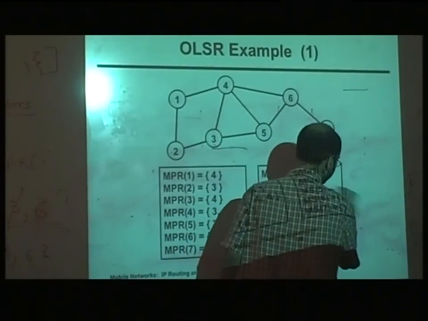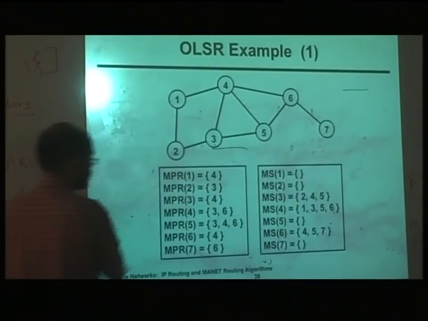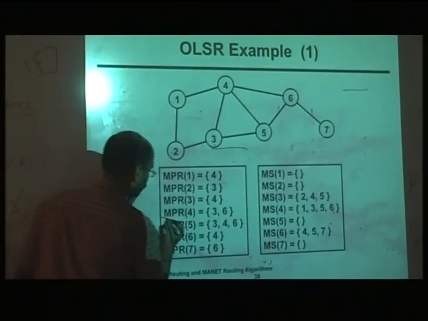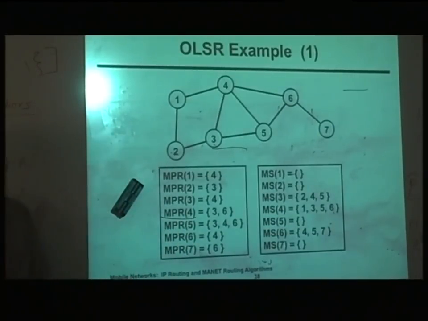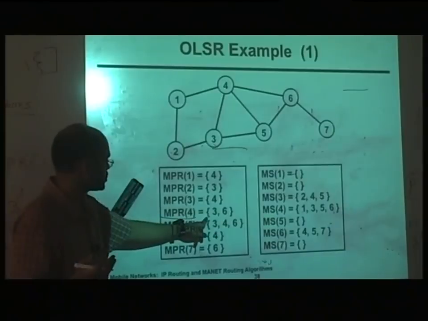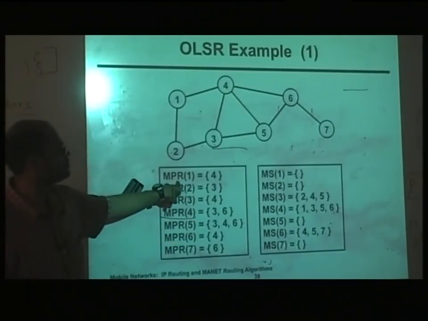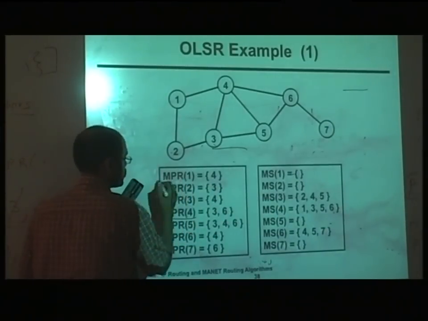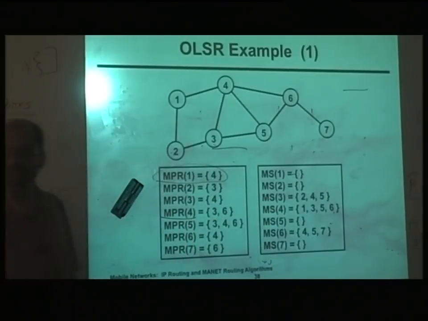Okay. We have already seen this, but we are not doing it for all the nodes. So MPR of 4 is 3 and 6. We all know this. What is MPR of 1? Can you see this one? Is this right or wrong? By definition of MPR, if MPR of 1 is 4, is it satisfying the condition of MPR? How is it doing so?